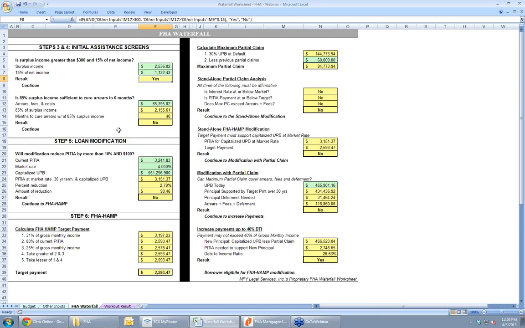Basically here you're looking to see if they can get a formal forbearance plan, which is basically the FHA term for a repayment plan in 6 months. In this case, it would take 40 months to pay off the arrears using 85% of this borrower's surplus income.